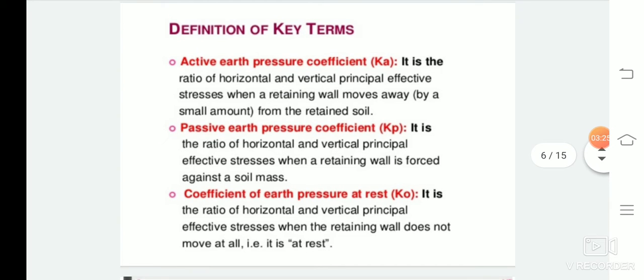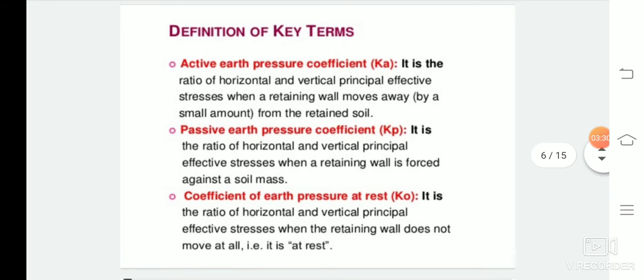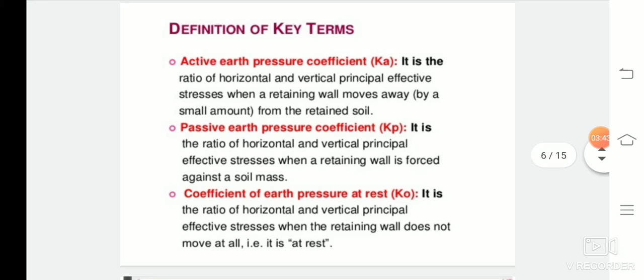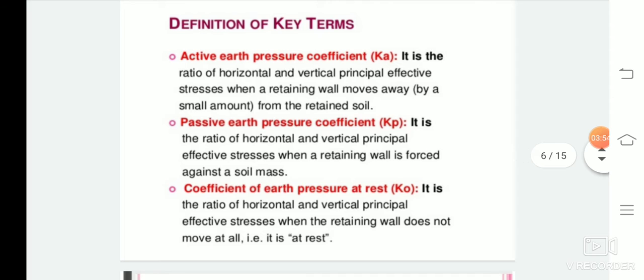So what are these things? Active earth pressure coefficient is the ratio of horizontal and vertical principal effective stresses when a retaining wall moves away by a small amount from the retained soil. So here we will study that the active earth pressure coefficient is nothing but the ratio between the horizontal and vertical principal stresses. So when does active earth pressure take place? It takes place when the retaining wall which supports the backfill moves slightly away from the backfill.